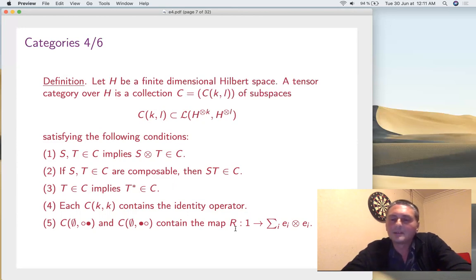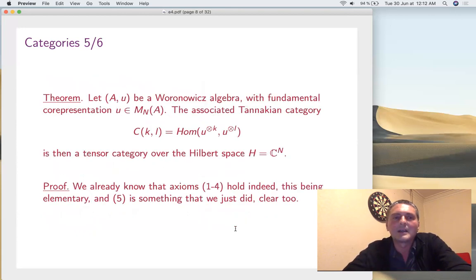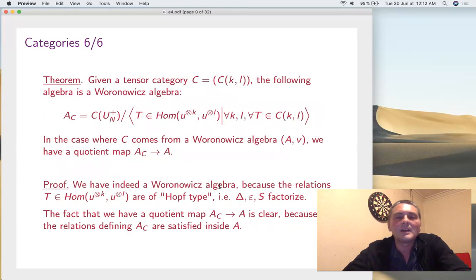Our claim now is that this is exactly what we need. I mean, such a category produces a Woronowicz algebra and vice versa. So first of all, the vice versa, we already know it. Take a Woronowicz algebra, then a Tannakian category, the Hom spaces form a tensor category here. That's what I told you. Axioms 1 to 4, we knew. 5, this R, we already did it. Now let's go in the other sense. So given a tensor category, can we construct a Woronowicz algebra?